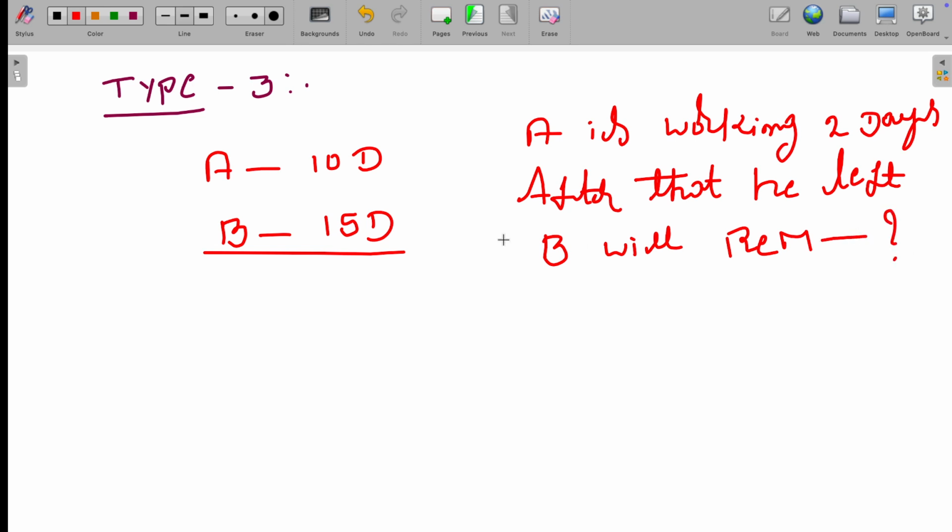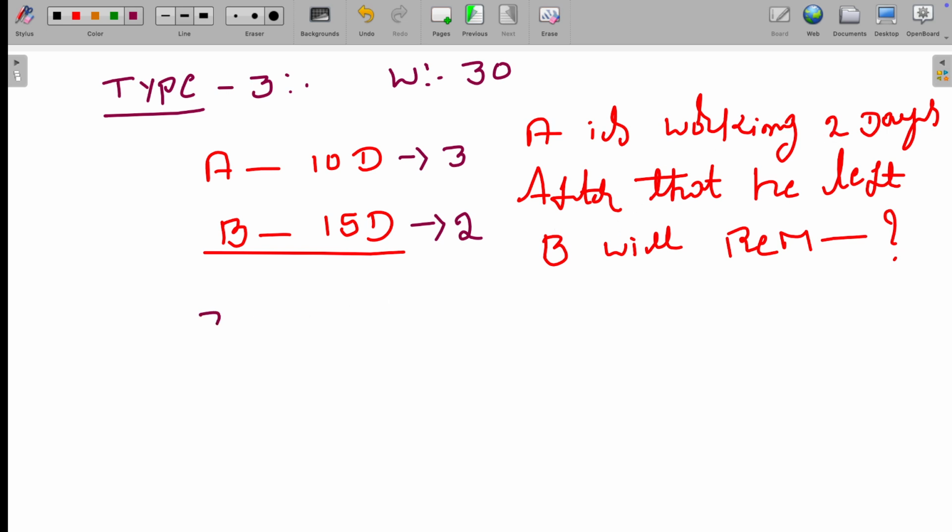Okay. So now, can you tell what is the work, meaning the LCM? What is the work here? 10 and 15? 30. So 30 is the LCM. Can you tell what is A's capacity? 3. Can you tell what is B's capacity? 2. Now who started working? A or B or both? A. A alone worked for 2 days.